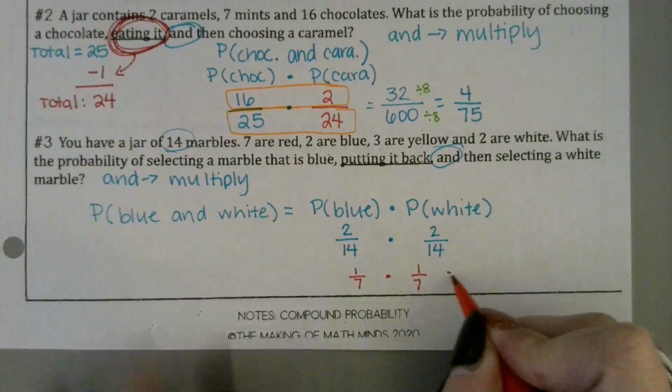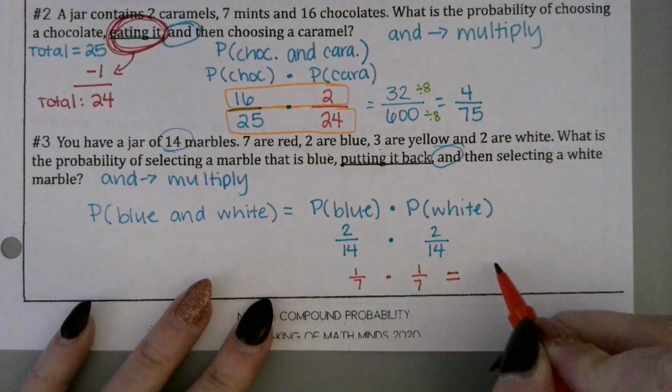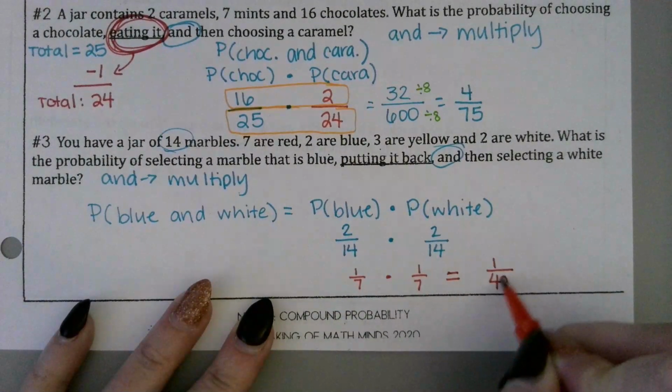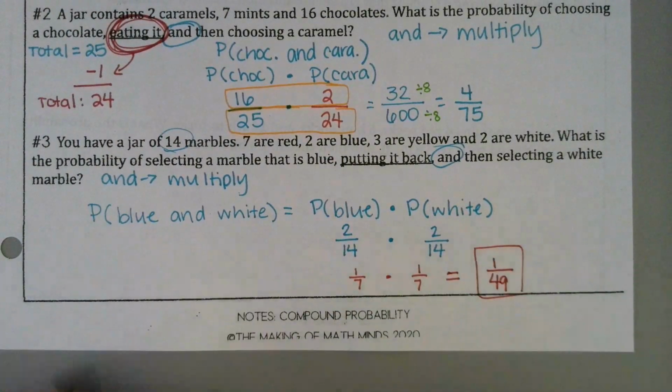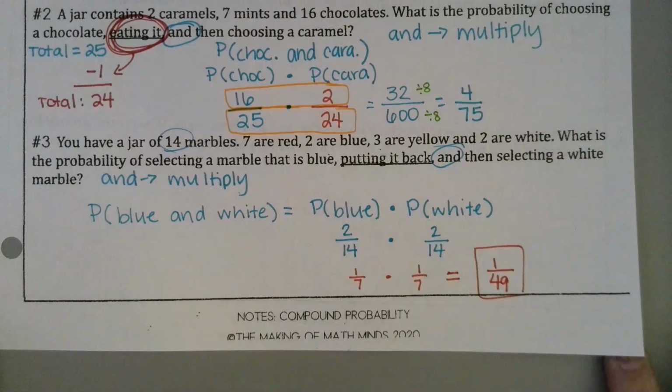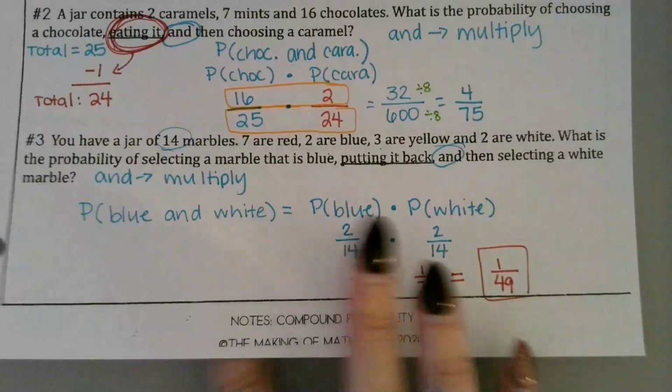What's my total probability for this? 1 over 49. Way easier. So far, so good. Great. Let's move on. I really like compound probability.